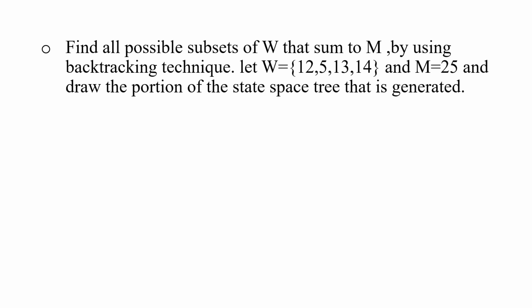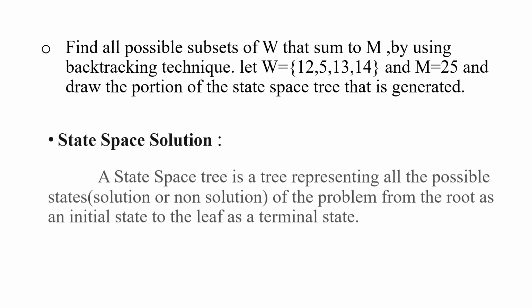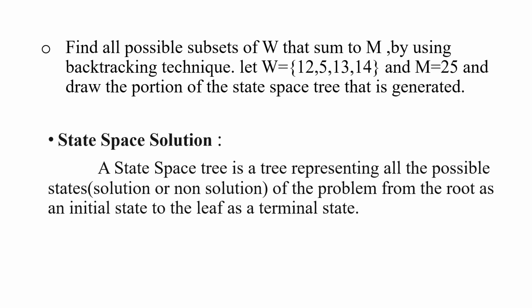Find all possible subsets of W that sum to M by using backtracking technique. Let W equal 12, 5, 13, 14 and M equal 25, and draw the portion of the state space tree that is generated. Let us know what is meant by state space tree. A state space tree is a tree representing all the possible states, solution or non-solution, of the problem, from the root as an initial state to the leaf as a terminal state. Let us move to the problem.